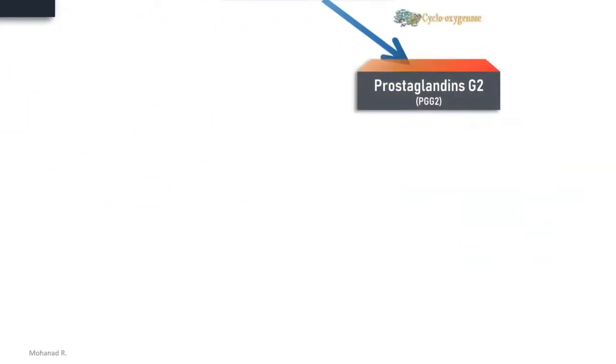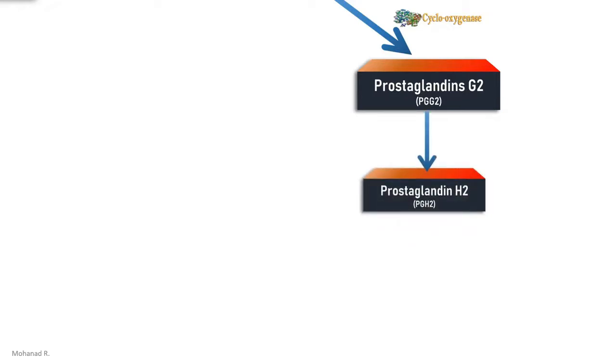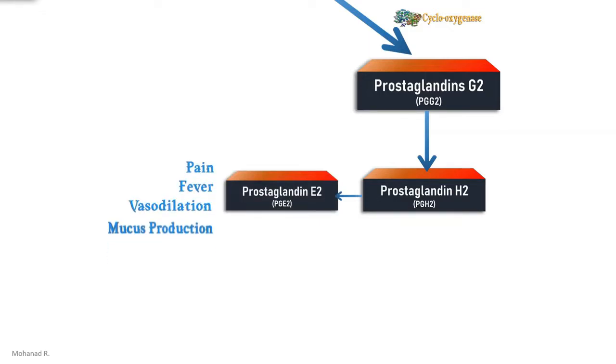Starting with the prostaglandins. Prostaglandin G2 is an unstable molecule, so it will be converted into prostaglandin H2 that will give rise to prostaglandin E2. Prostaglandin E2 will promote pain, fever, vasodilation, and all of these are features of inflammation. It also promotes mucus production, especially in our stomach. Prostaglandin H2 can also give rise to two different mediators, depending on the site.